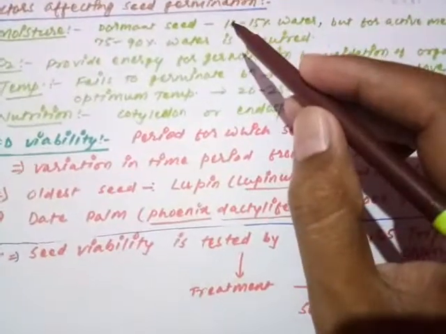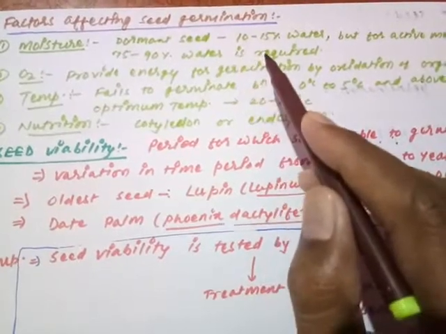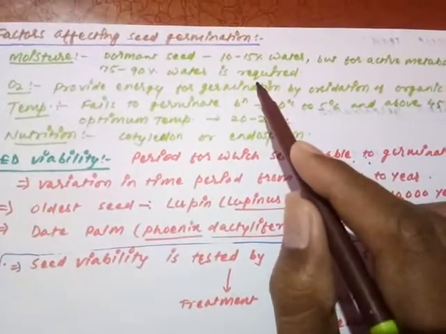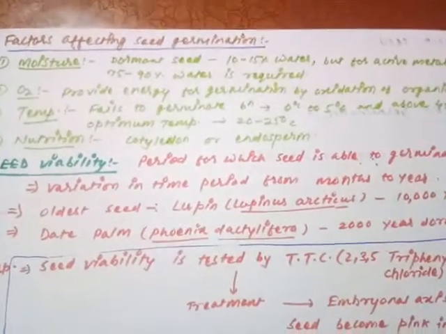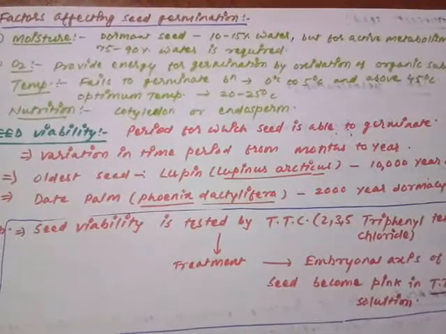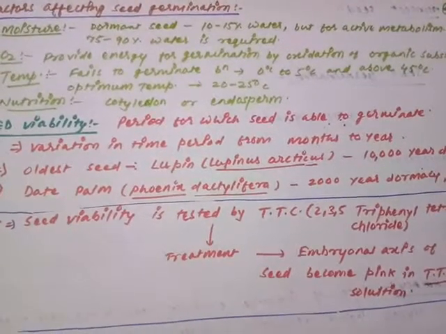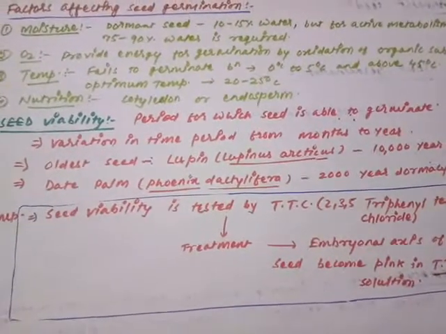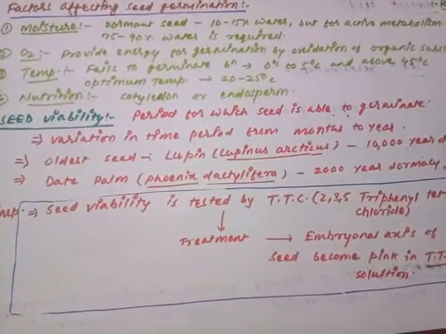The dormant seed or inactive seed has around 10 to 15% of water. But for activation of the seed, to perform active metabolism, they require 75 to 90% of water. What is the meaning of that? Normally the dormant seed has 10 to 15% of water, but for converting itself into an active seed, to start active metabolism, they demand at least 75 to 90% of water. So whenever an adequate amount of water is present, they are able to germinate, otherwise they fail to germinate.